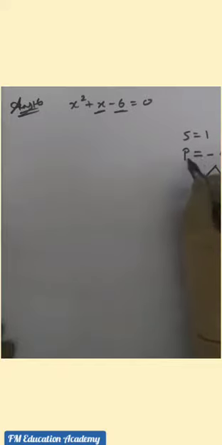Find out the factors of the product in such a way that they will give the sum as plus 1. So if you take the factors as 3 and minus 2, 3 twos are 6, and also minus into plus is minus, and also 3 minus 2 is 1. So what are the factors we can take? Plus 3 and minus 2.